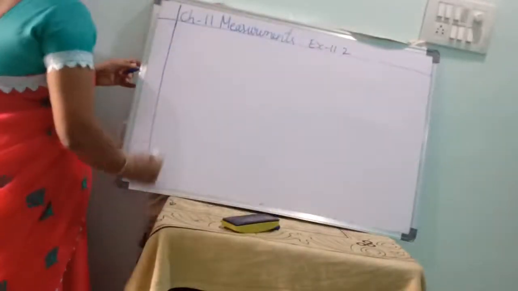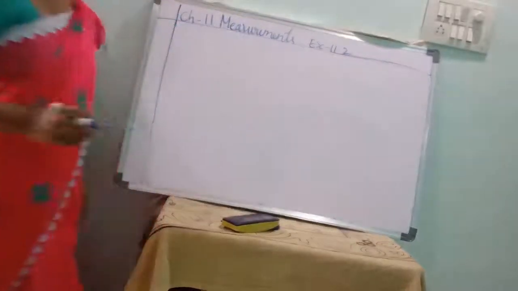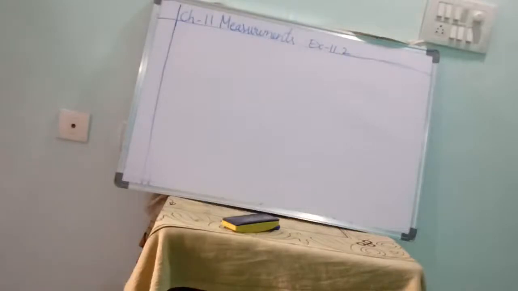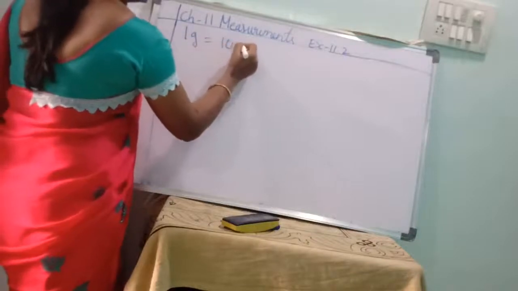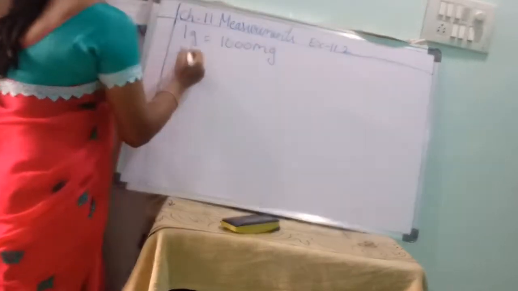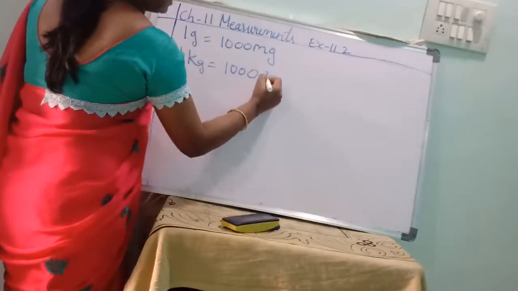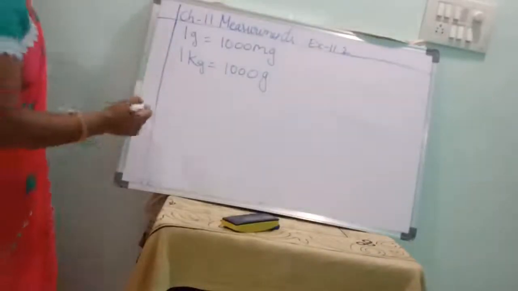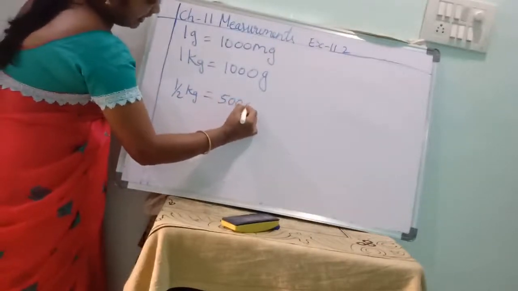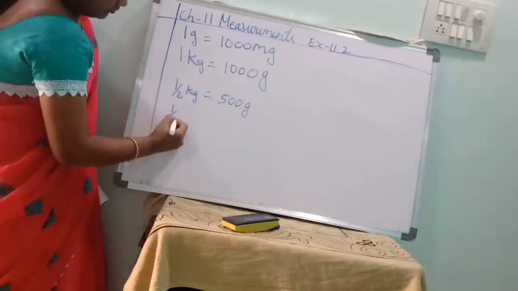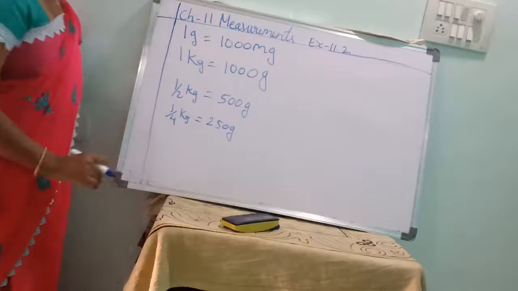Convert milligram to grams, gram to milligram, otherwise gram to kg, kg to grams. You should convert. See, the relation between units of weight. 1 gram is equal to 1000 milligram. 1 kg is equal to 1000 grams. I told you, half kg is equal to 500 grams. 1/4 kg is equal to 250 grams. Understood, children? You should know this.